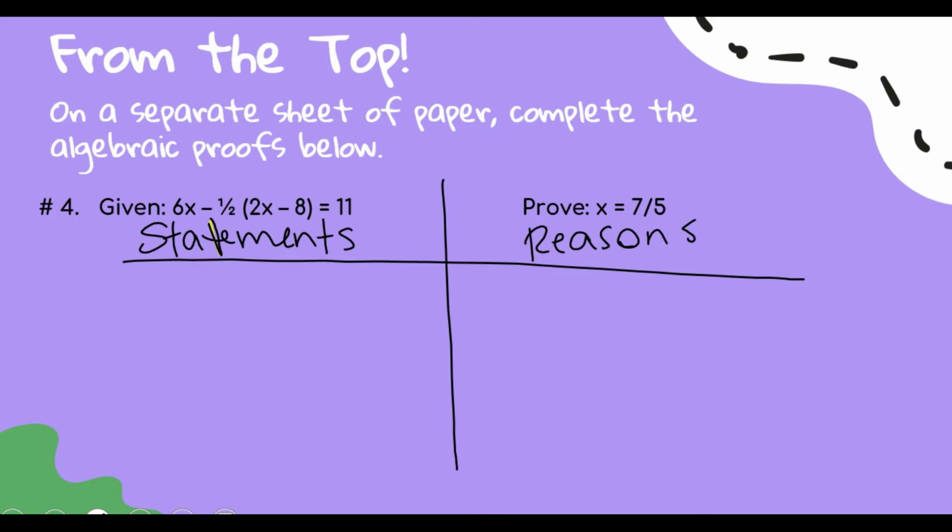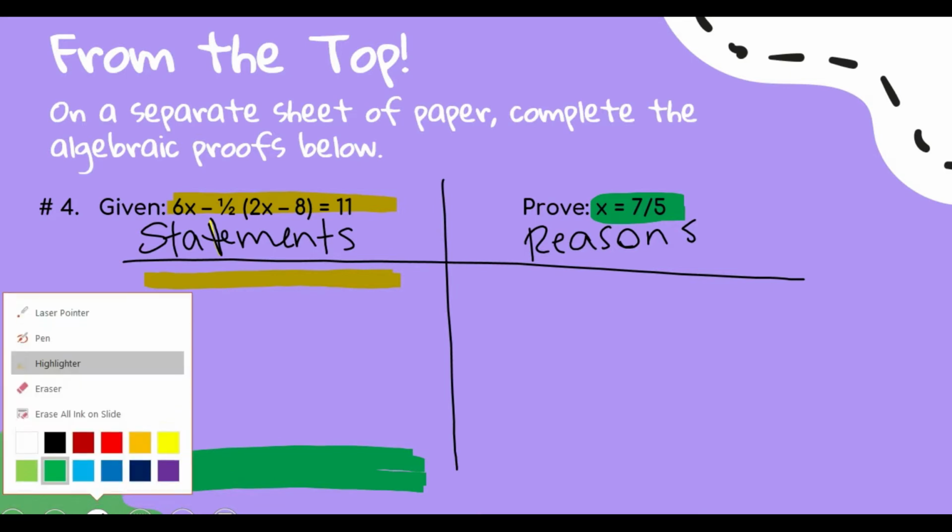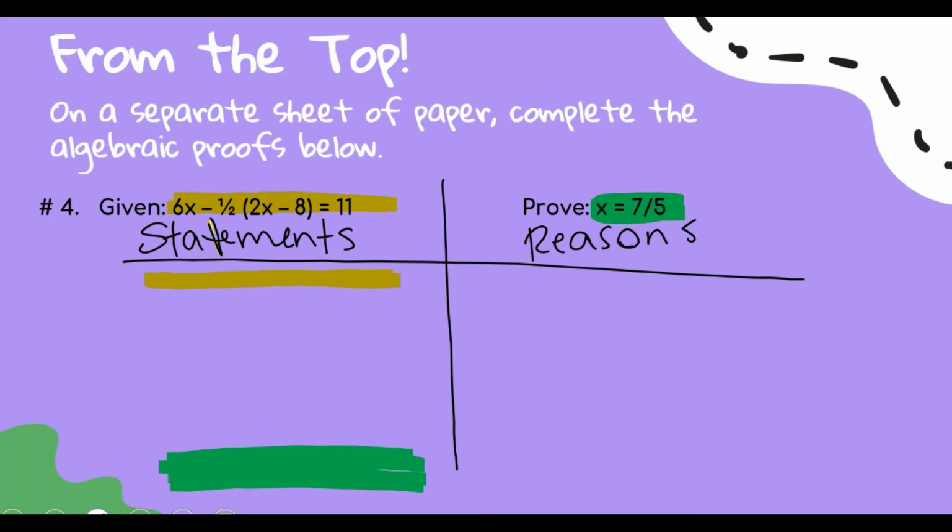All right, so for this fourth example, we're going to start with the same structure as the previous problems. Remember, statements go on the left, reasons go on the right. Also, remember, the first statement will be our given piece of information, and the last statement will be what we had to prove. All right, so let's do this.